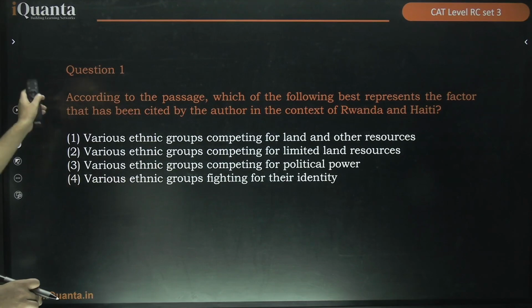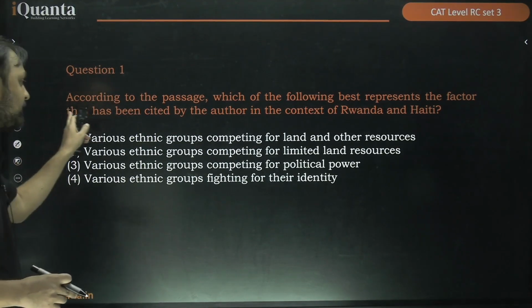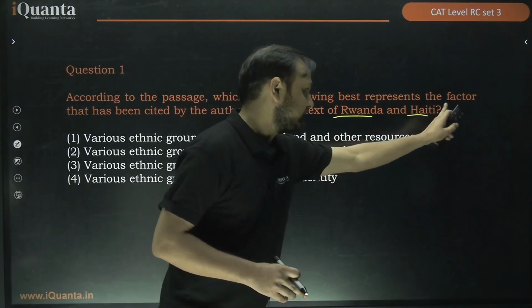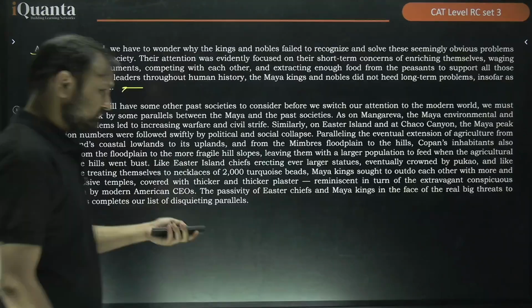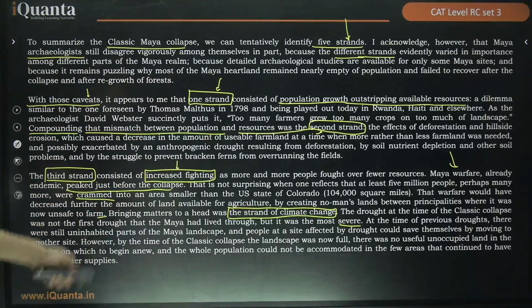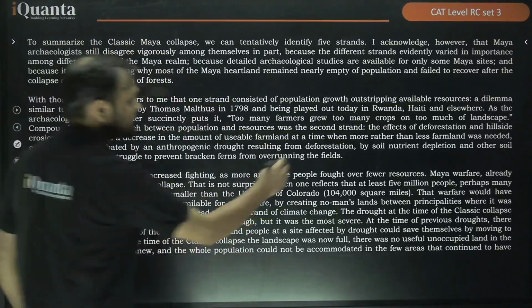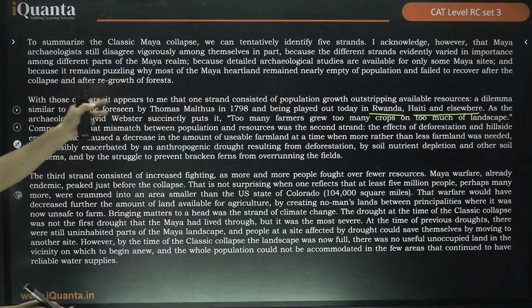Here is question 1. It says that according to the passage, which of the following best represents the factor that has been cited by the author in the context of Rwanda and Haiti. So, obviously, because you have two particular words here, it is better that you go to the passage and read this part. You will find the names Rwanda and Haiti appear here. So, you just read this sentence and you will understand the context.